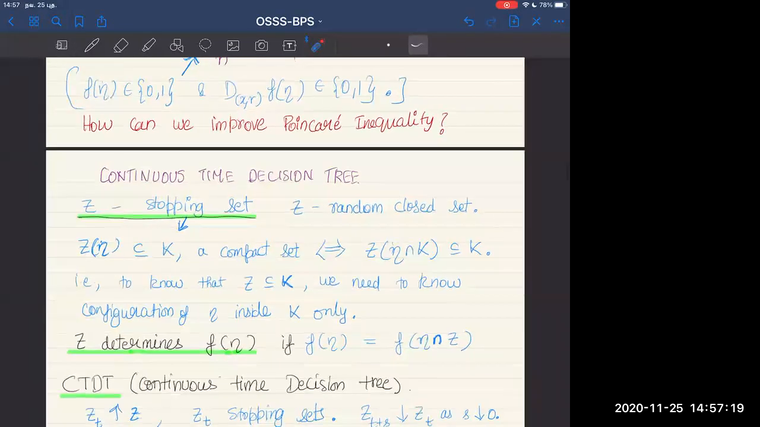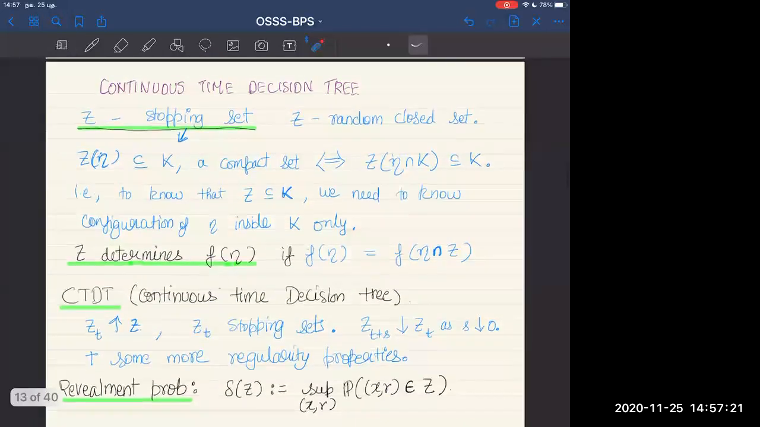The key tool in proving this inequality is the notion of a continuous time decision tree. This was introduced by people in computer science and originally used for discrete random variables. We adapted it to the continuum, and one of the main technical contributions is understanding the right definition of a continuous time decision tree. The first object is a stopping set. I call a random closed set a stopping set.